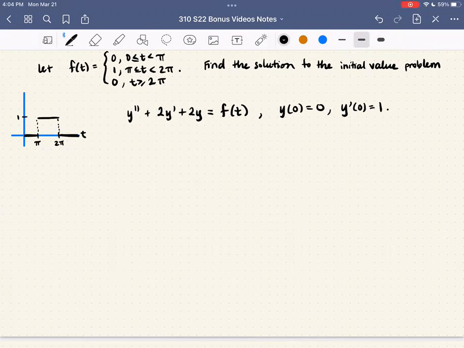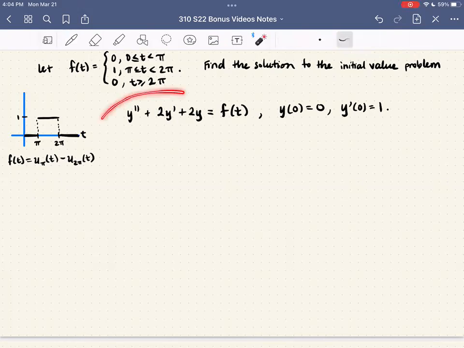And we saw in lecture that we can actually write f of t as the Heaviside function, which is 1 at pi and 0 beforehand, u sub pi minus u sub 2 pi. That would give us this function f here.